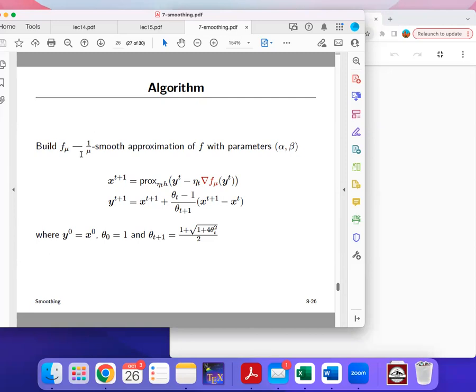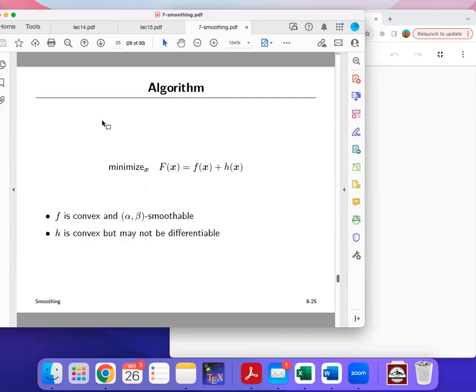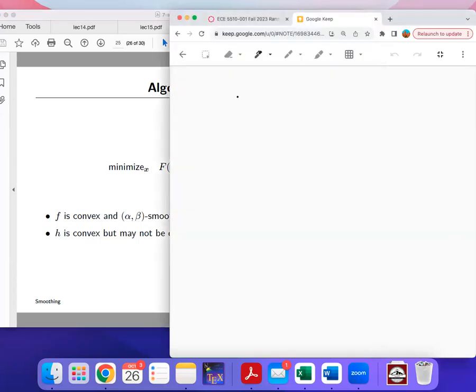Once we have this f mu, then we will replace this f by f mu. So we are going to minimize f mu plus h. And for this problem, it is smooth. This is a smooth problem plus a non-smooth regularizer. So we can do proximal gradient descent on this problem.